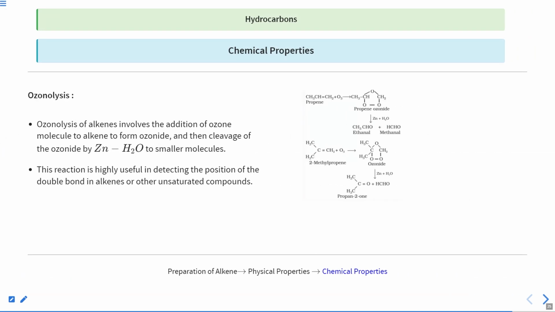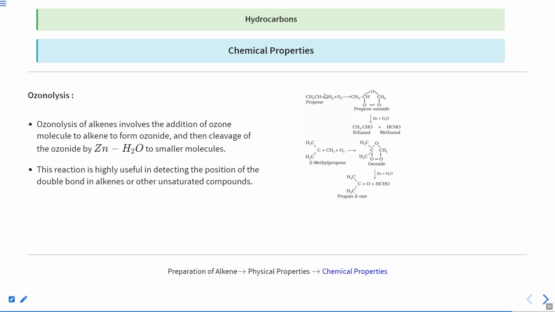Next is a very important reaction called the ozonolysis reaction, and it goes through this mechanism. So what happens in this reaction? First of all, we take our alkene and treat it with ozone, which is O3, which gives us this ozonide. And this ozonide, in the presence of Zn/H2O, gives us aldehyde.